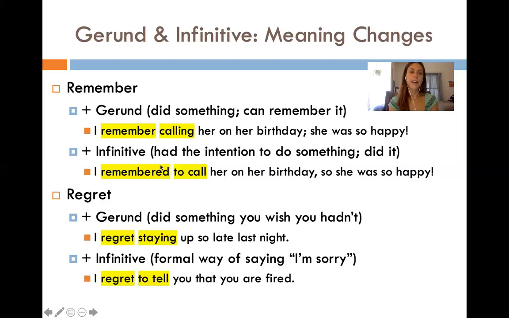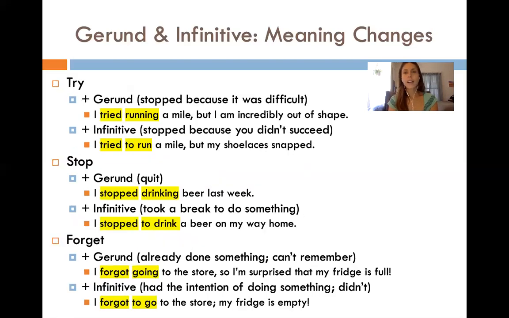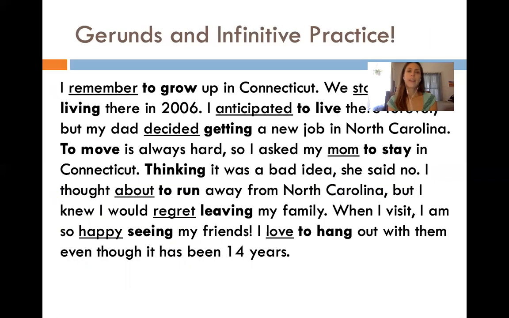So these are our 5, oops, sorry guys. Woo, almost showed you the answer. These are our 5 verbs that have different meaning changes with gerunds and infinitives. So let's do a practice. This is our last practice.